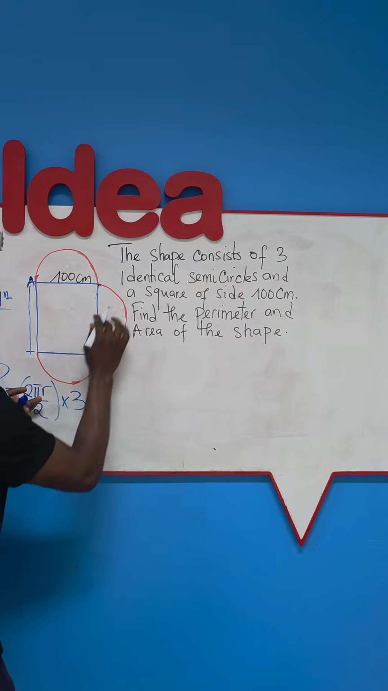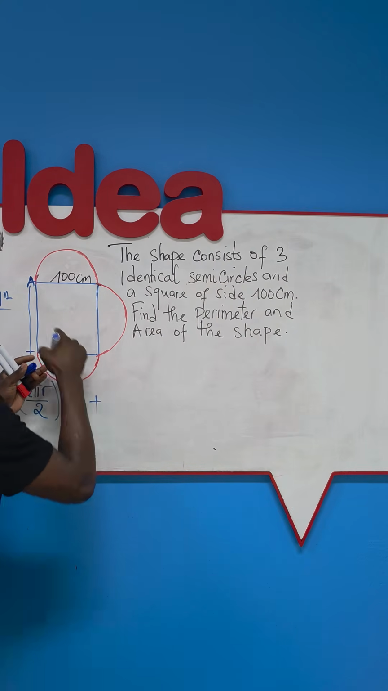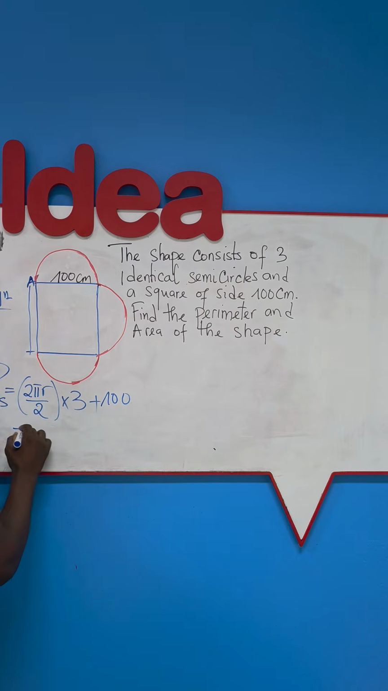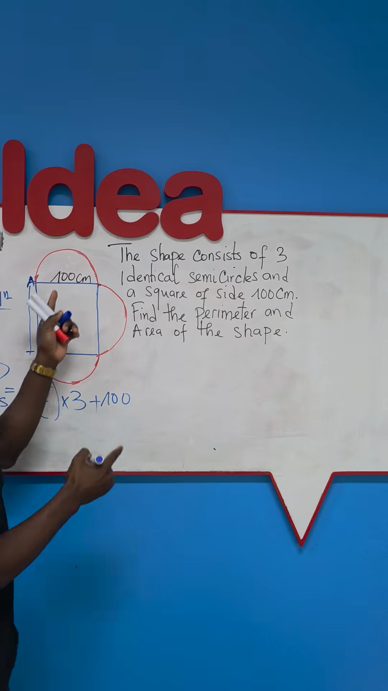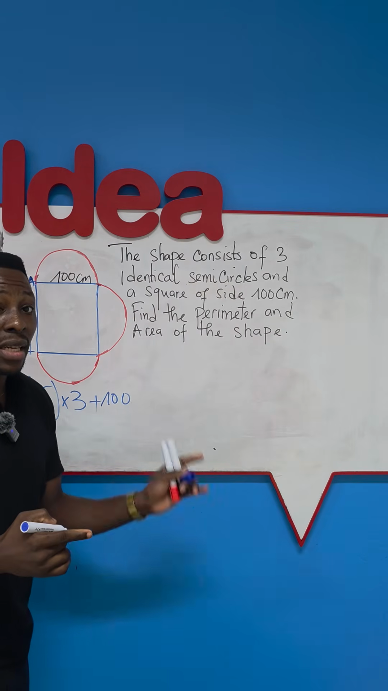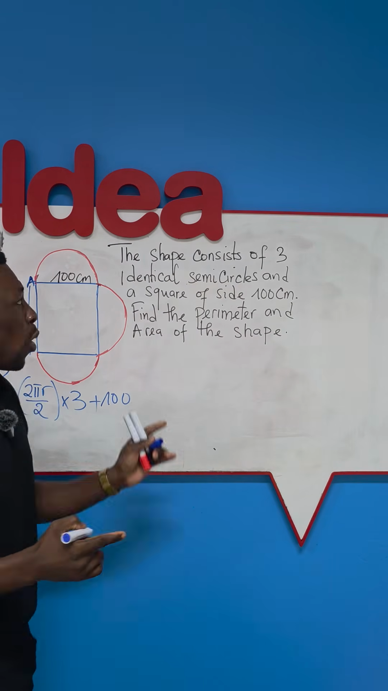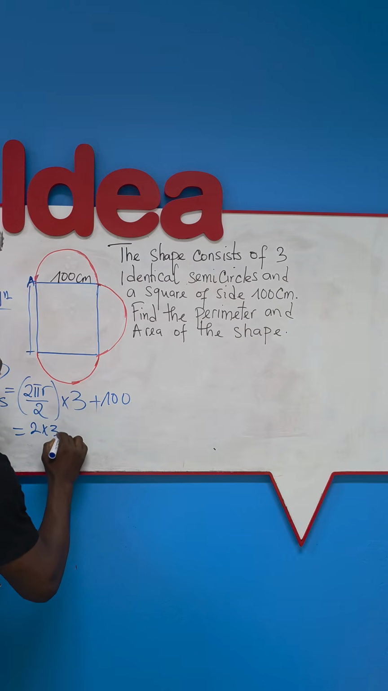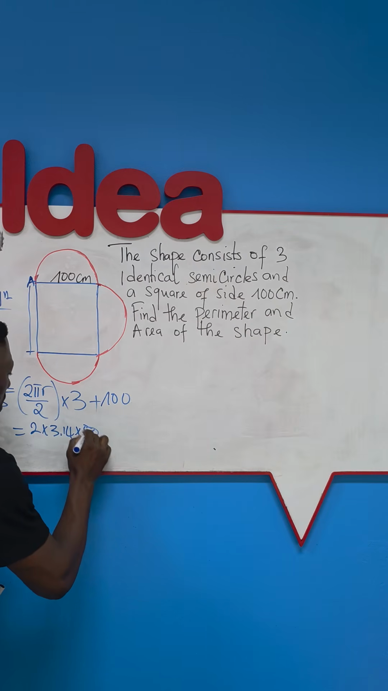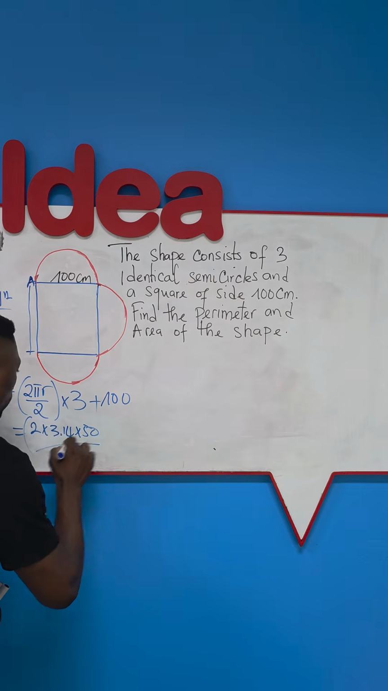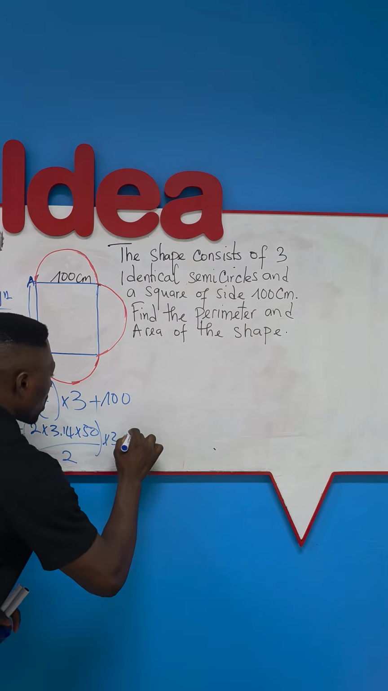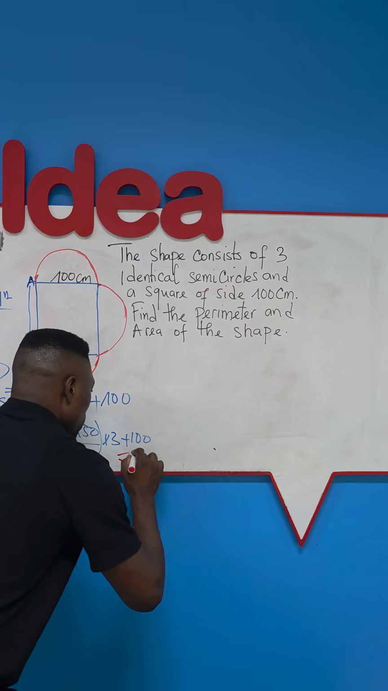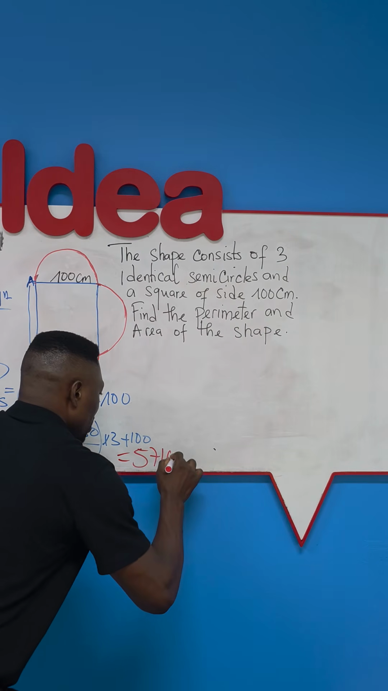And we will add these 3 semicircles to this linear length, which is 100. So watch out here for this 100. This 100 here is not the radius, it's the diameter. So we're going to divide 100 by 2. So if you do it well, we should have 2 times 3.14 times 50 divided by 2, all of this times 3 and then plus 100. And if you punch your calculators well, this will give us 571 cm.